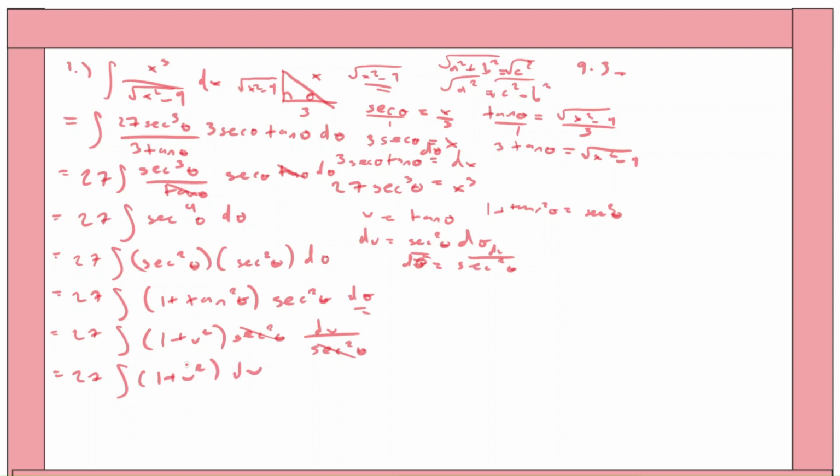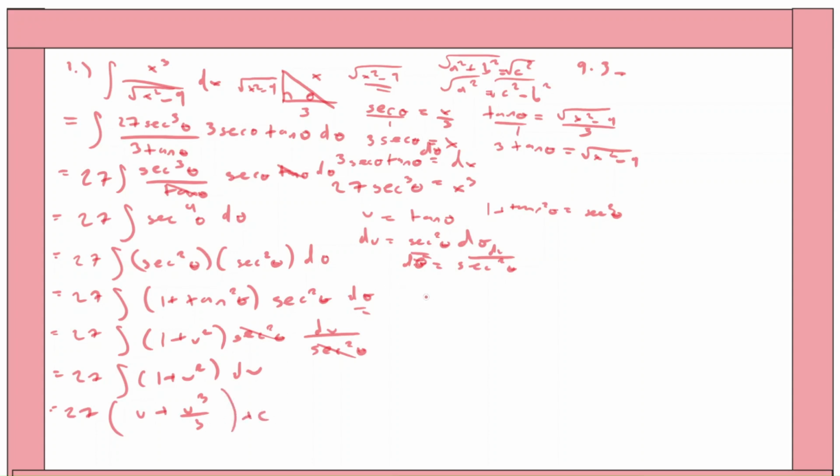And finally, this is a pretty easy polynomial now. We started with this, and now we're here. So we're just going to simplify it out. This is going to be 27 times, this whole thing needs to be distributed eventually, but the integral of 1 just turns into u, and then it's going to be this one, the power rule, u cubed over 3, and then of course the plus the c.